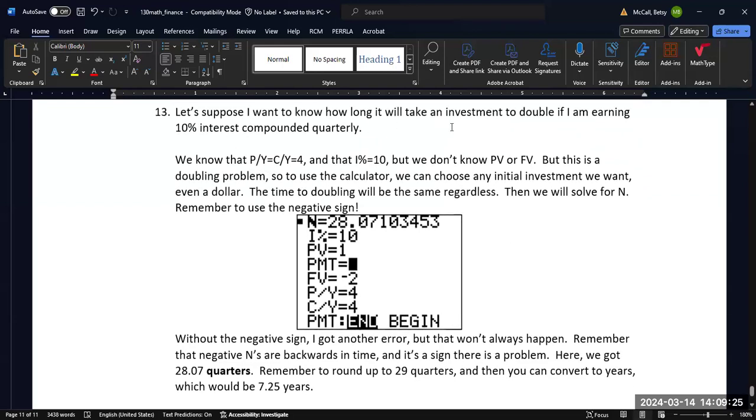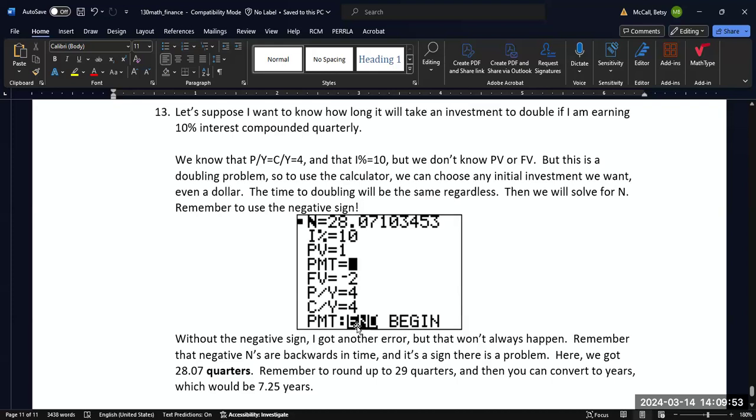So how long does it take to double an investment if I am earning 10% compounded quarterly? So this is a problem that does sometimes come up, and you can solve it using the previous compounding interest formulas, but we'll solve this one with the calculator. So compounded quarterly, we're going to put our PY and CY to be 4. We know that we're earning 10%, so that goes there.